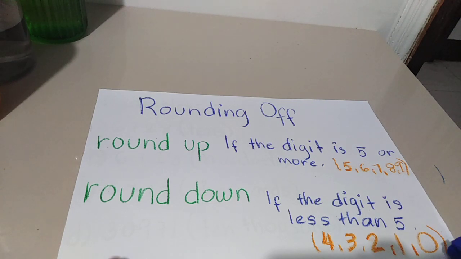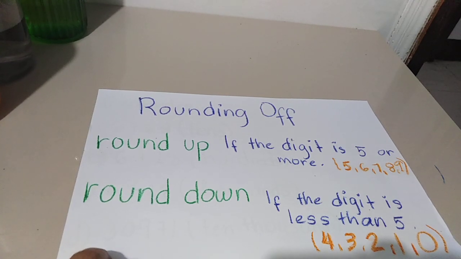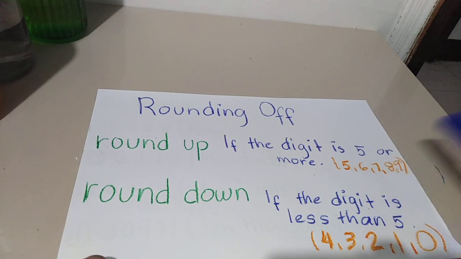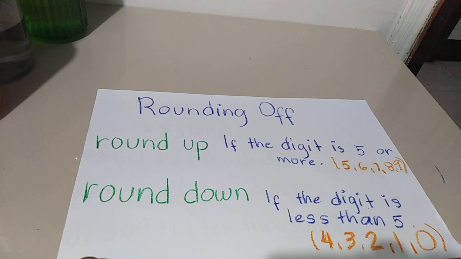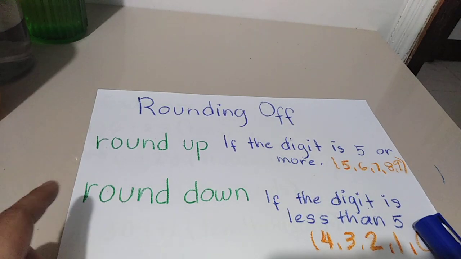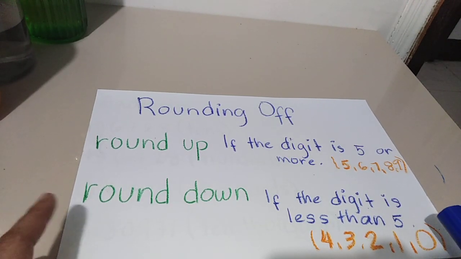So, yung ibig sabihin nun, pag nagra-round off ka ng number, lagi mong titingnan yung number bago yung place value ng number na nira-round off mo. Okay? So, magra-round up ka kung yung number bago doon sa number na nira-round off mo ay 5 or more, ibig sabihin 5, 6, 7, 8, or 9 siya, magdadagdag ka ng 1 doon sa number na yon.